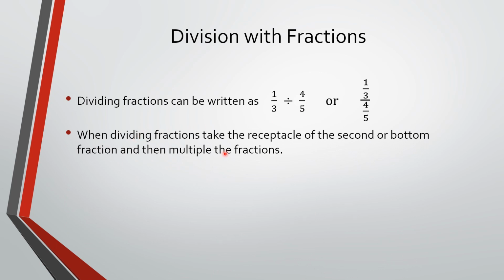When dividing fractions, we take the reciprocal of the second, or bottom, fraction. We know how to take the reciprocal: we just flip the denominator and numerator of the bottom fraction. Then we multiply, and we just learned how to multiply on the last slide. So let's see that in action. 1/3 divided by 4/5 equals 1/3 times the reciprocal. We multiply straight across: 1 times 5, 3 times 4. So it's 5/12.